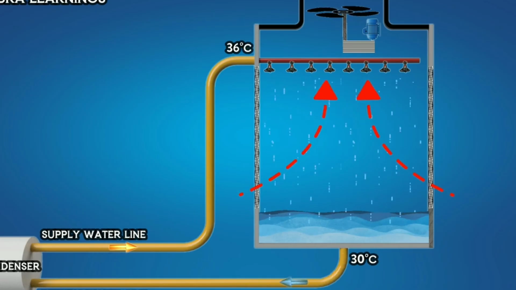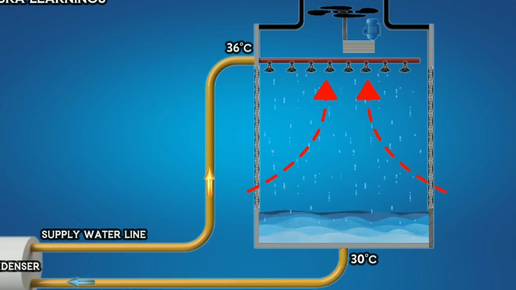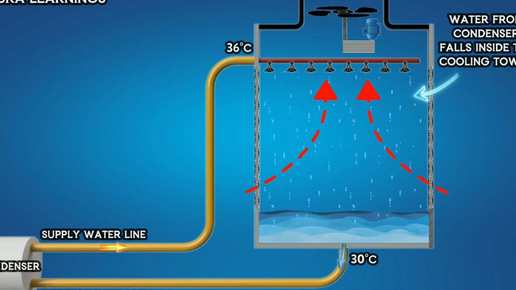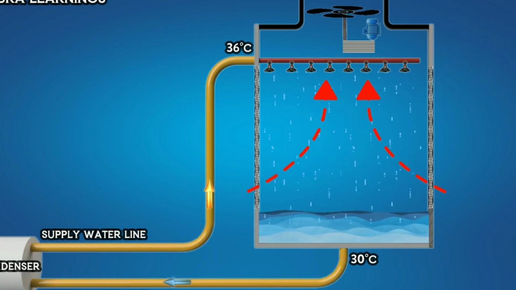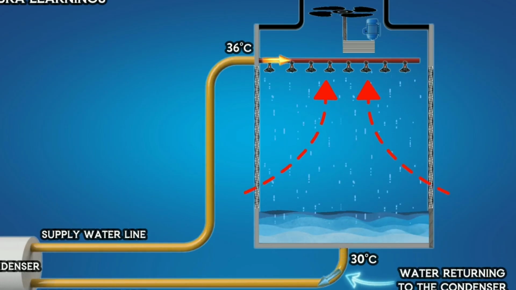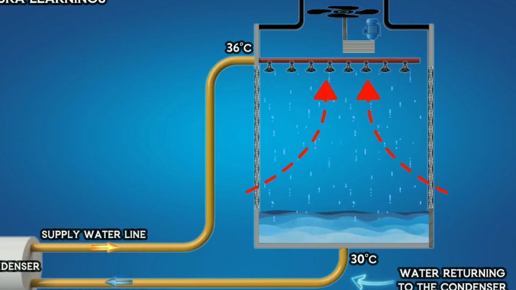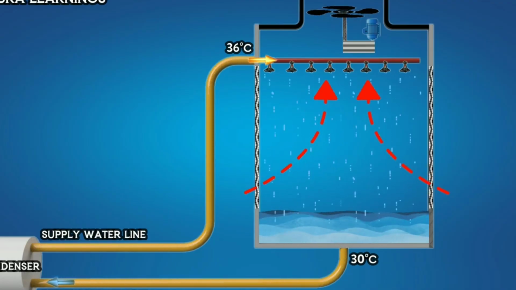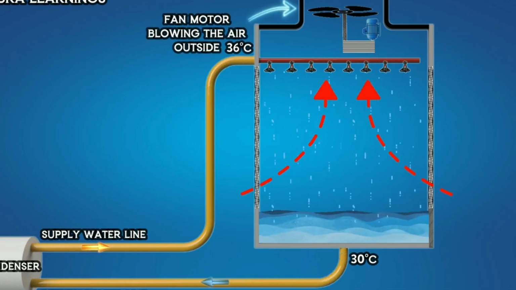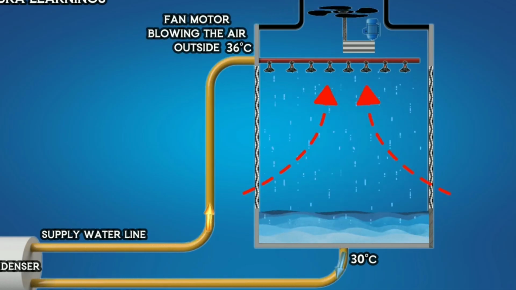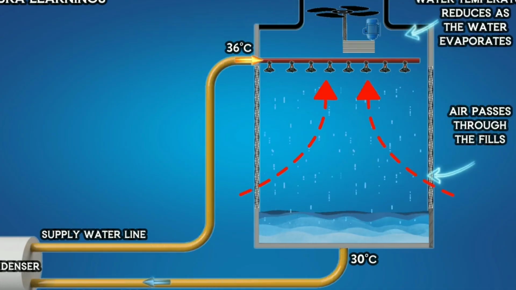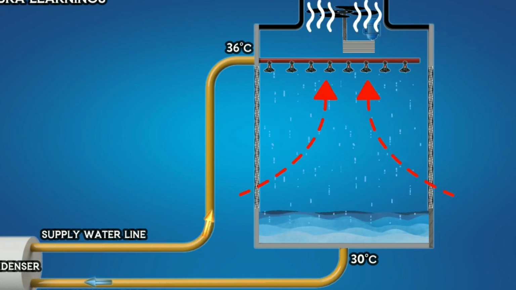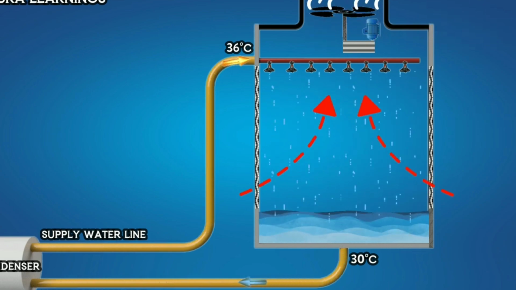Let's understand how this affects cooling towers. In a cooling tower, water from the chiller's condenser falls onto the cooling tower fills, and slowly travels downwards, then returns to the chiller's condenser through the return line. This water is used to reduce the temperature of the refrigerant in the chiller. The fan motor in the cooling tower draws air upwards through the fills. As the air passes through the fills, some of the water evaporates and is carried away by the air, cooling the water. This cooled water is then returned to the chiller.